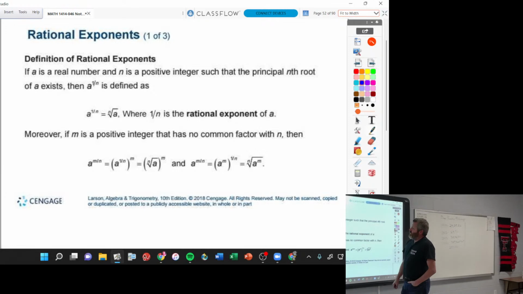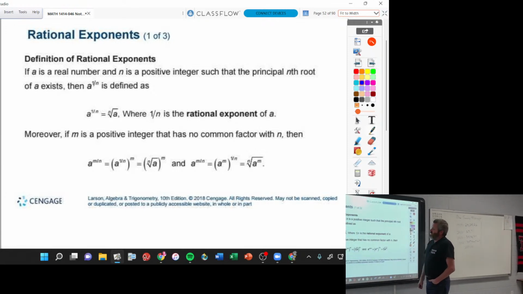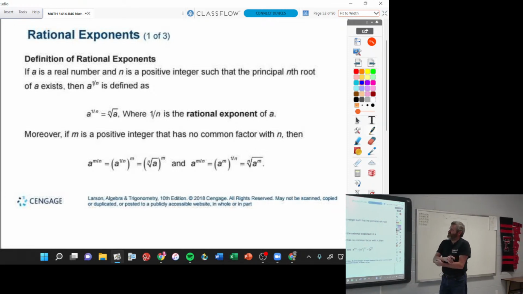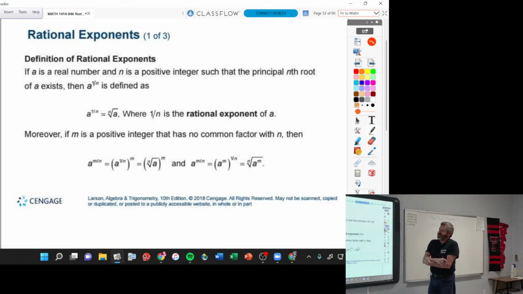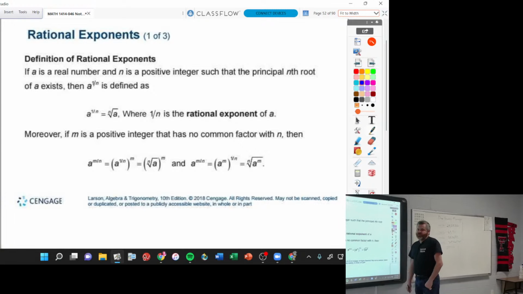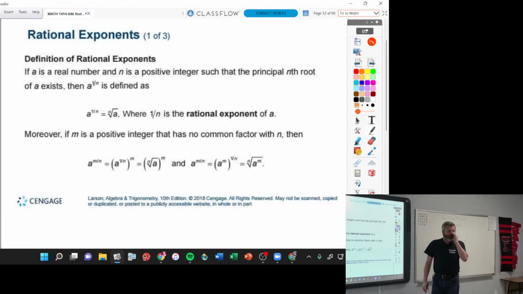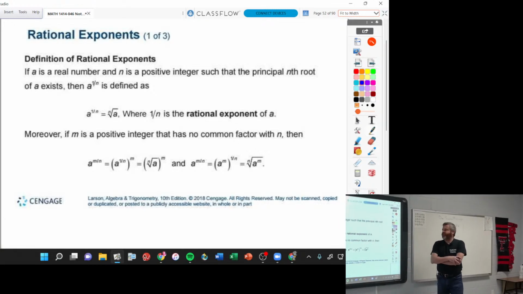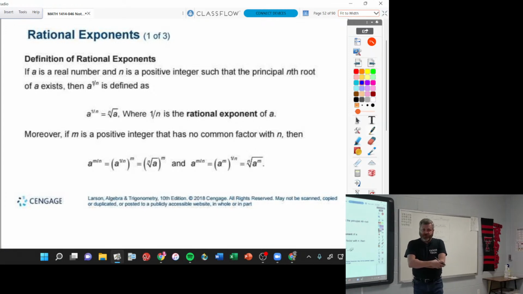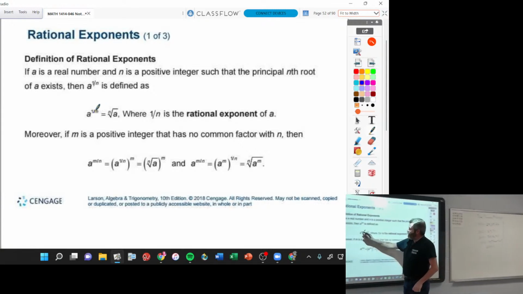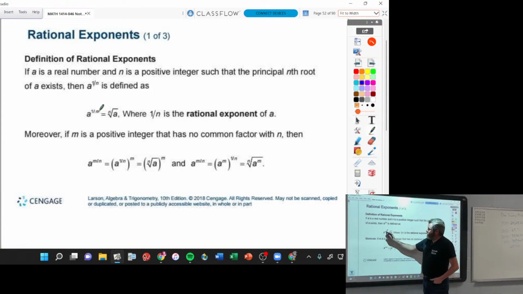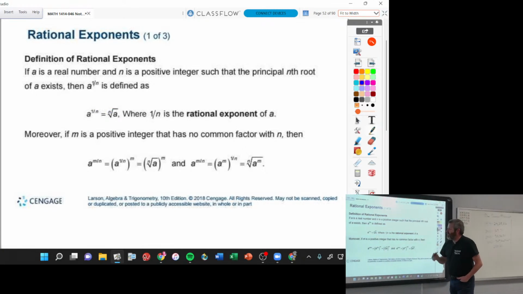The definition of a rational exponent says if a is a real number and n is a positive integer such that the principal nth root of a exists, then a to the 1 over n is the same thing as the nth root of a. So what's going on here? When you have a rational exponent, the bottom number is going to be your index. A to the 1 over n, n is the bottom number. Therefore, n is my index.